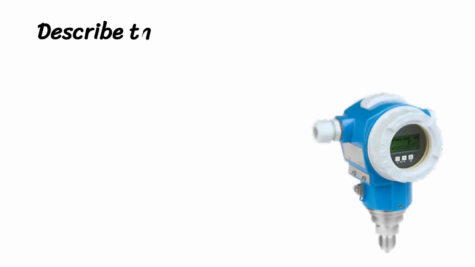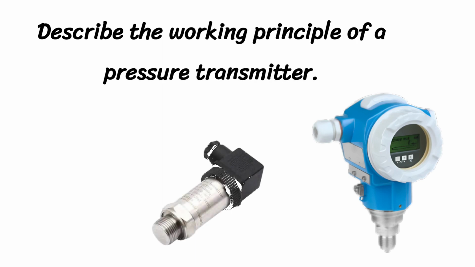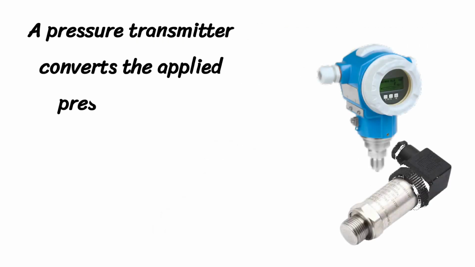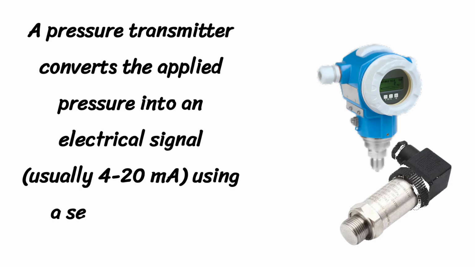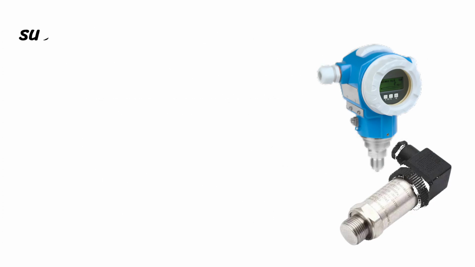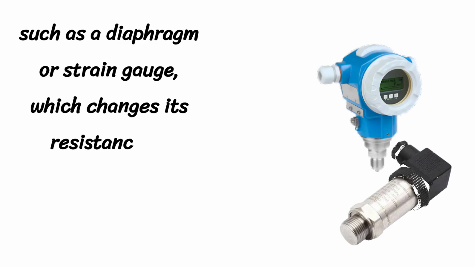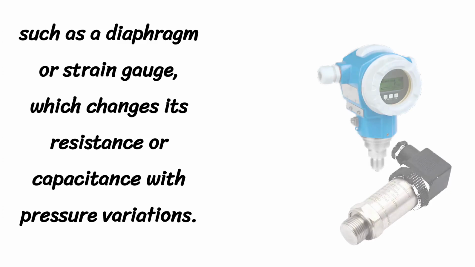Next question is, describe the working principle of a pressure transmitter. A pressure transmitter converts the applied pressure into an electrical signal, usually 4 to 20 milliamperes, using a sensing element, such as a diaphragm or strain gauge, which changes its resistance or capacitance with pressure variations.